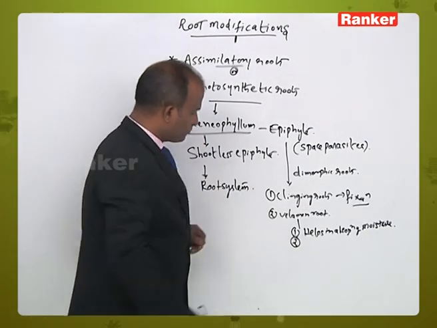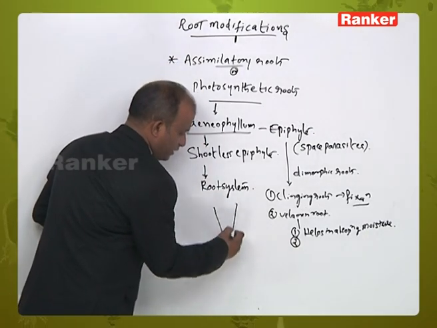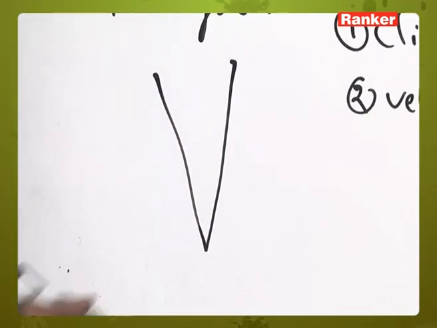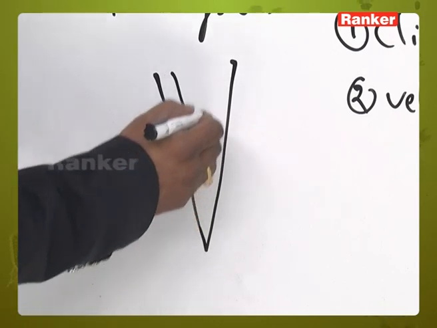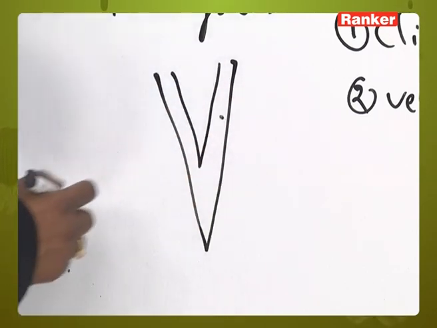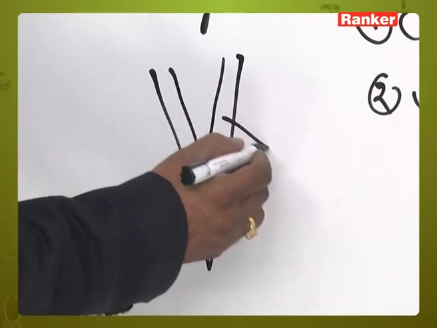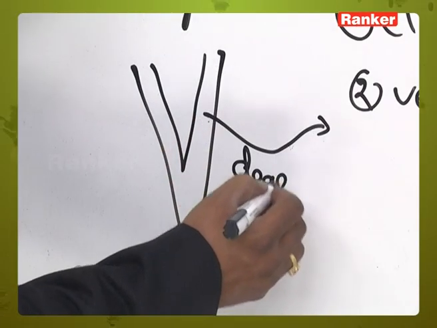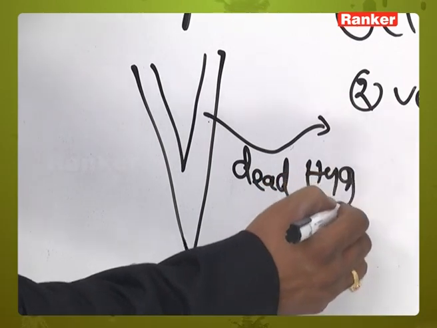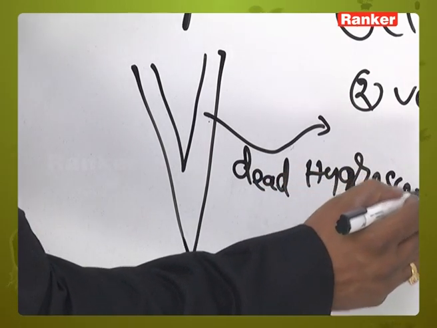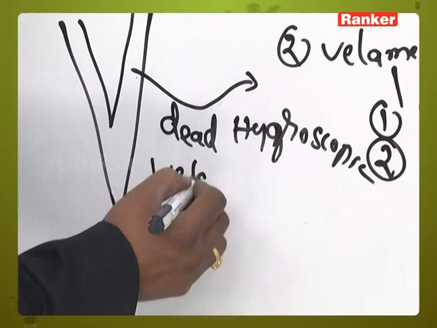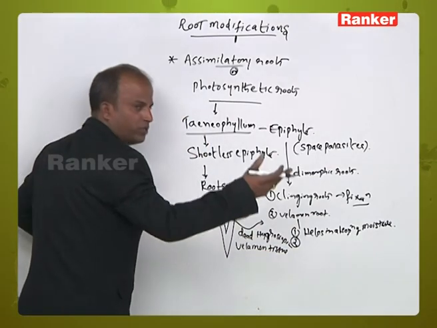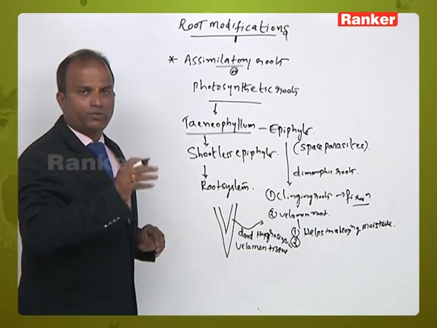That means, think this one is the velamen root. For example, suppose you take this one as the velamen root. The outer surface of the velamen root contains dead hygroscopic velamen tissue. So it can absorb moisture from the atmosphere.